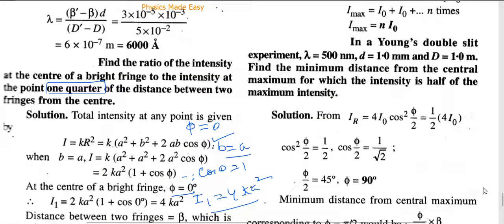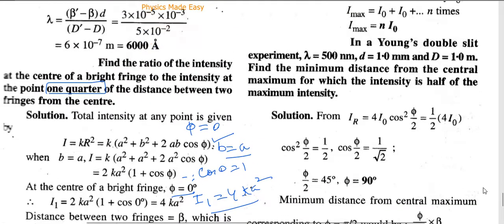Now the next case. So this is in Young's double slit experiment. Lambda is given, capital D is given. Find the minimum distance from the central maxima for which intensity is 1/2 of the maximum intensity.